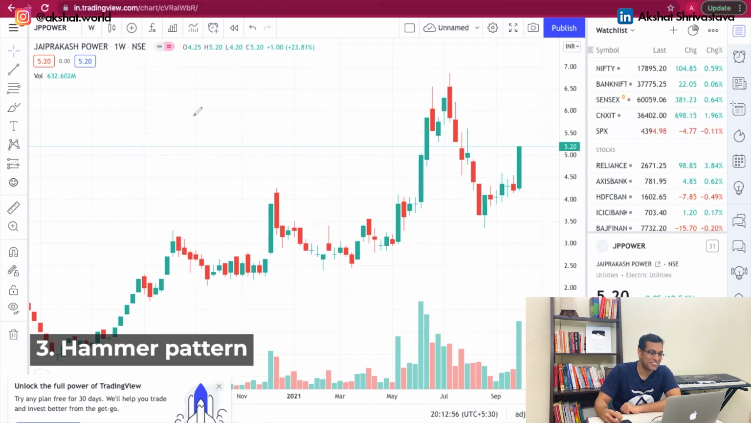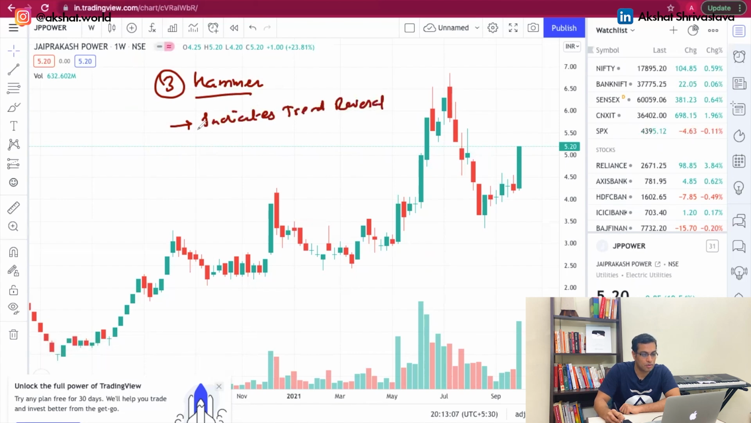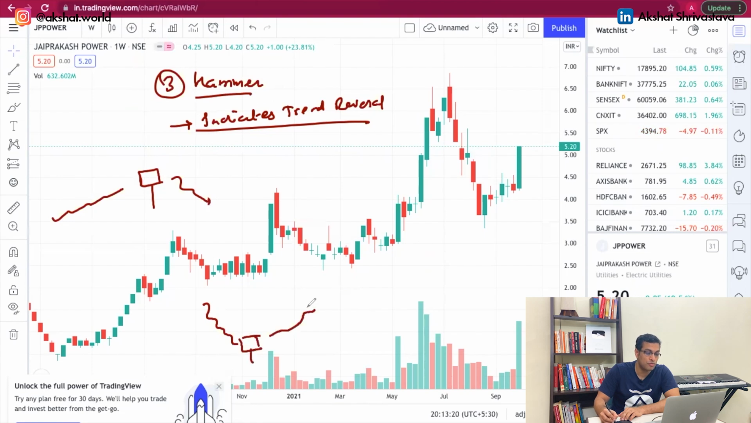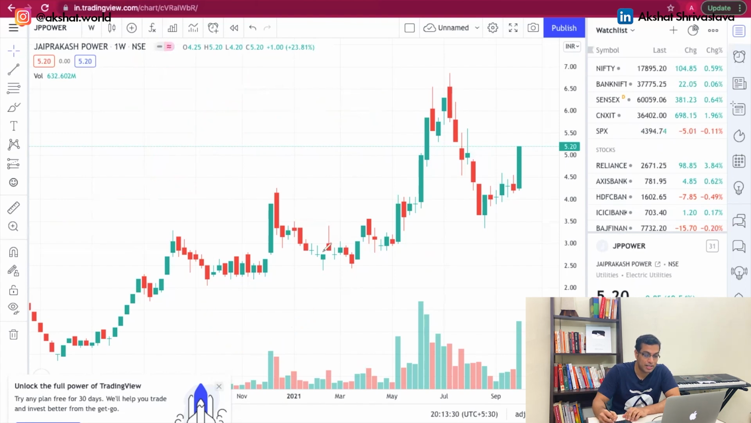Okay, so hammer. What is a hammer? A hammer indicates a trend reversal. What is a trend reversal? I just explained it: if the stock is moving up like this, and if you find a hammer, which looks something like this, it falls down. On the flip side, if the stock is moving down and it finds a hammer, then it moves up. So this is what a hammer means and this is the utility of a hammer. So let us understand this by looking at this chart.